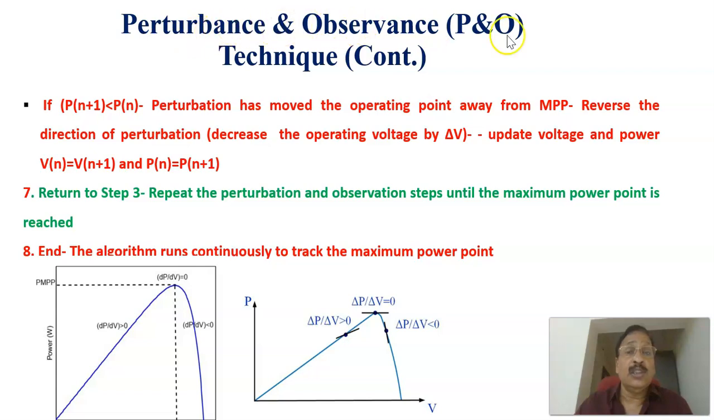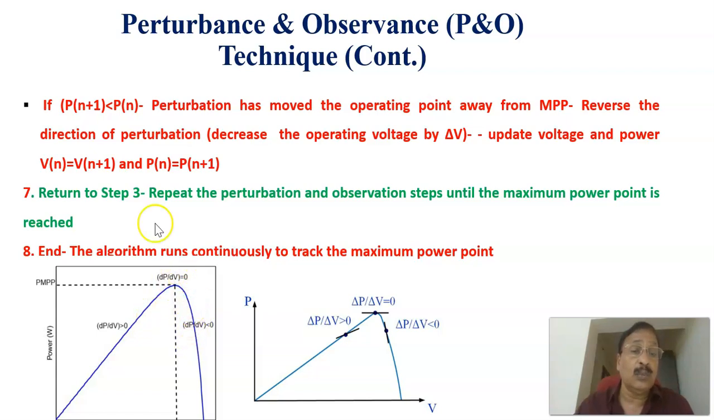Continuing the perturb and observe technique. If Pn plus 1 is less than Pn, that means the operating point is past the maximum power point. The perturbation has moved the operating point away from the MPP, so in order to reach the maximum point, we have to reverse the direction.